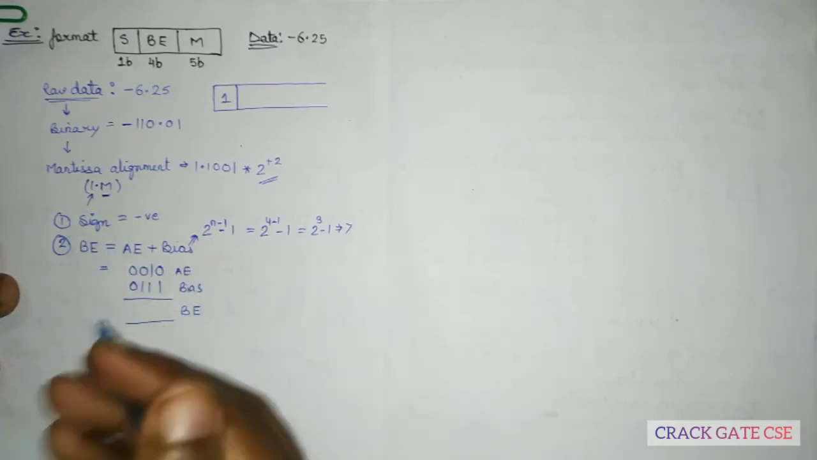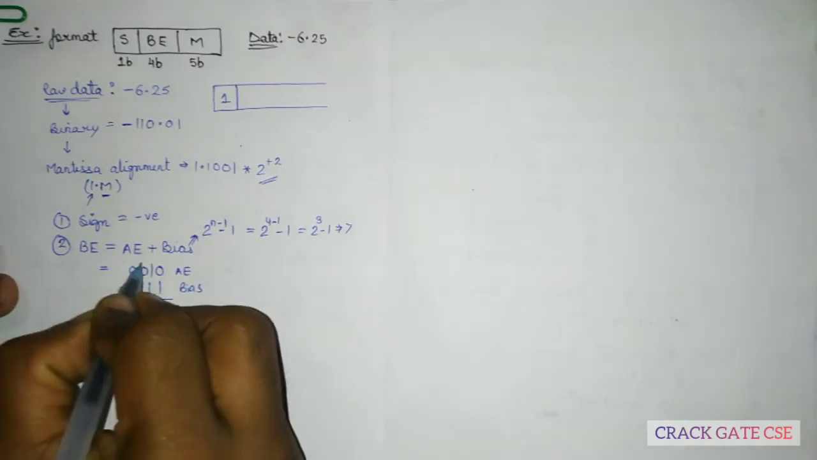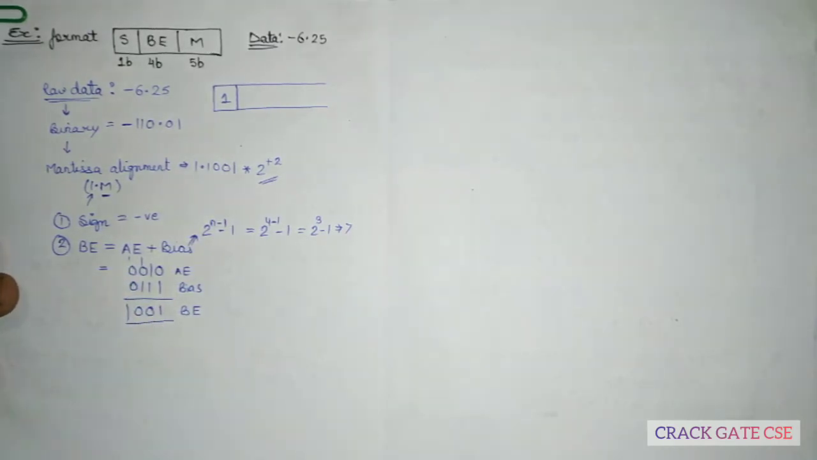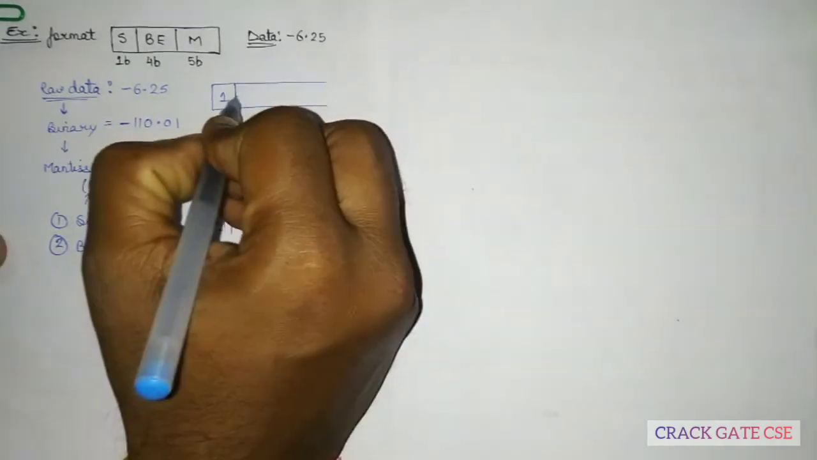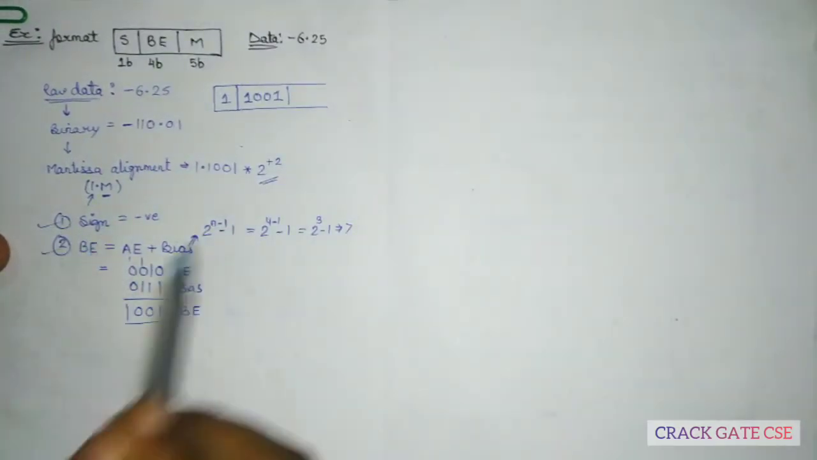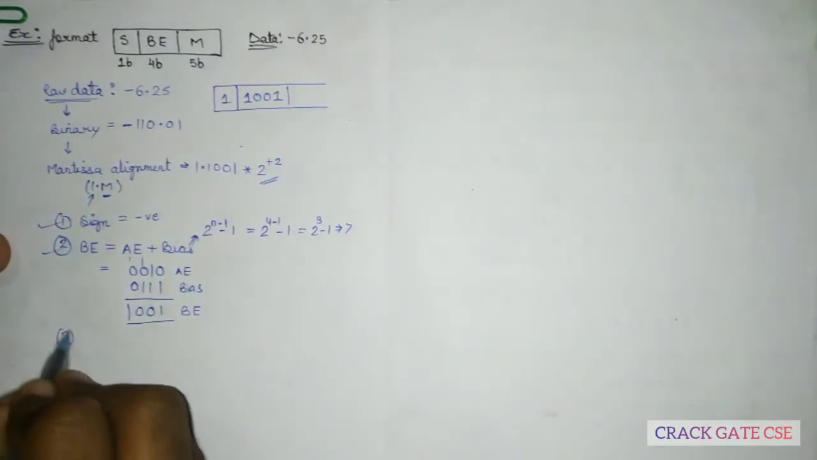Just add these values. 0 and 1 will be 1. 1 and 1 will be 0, carry 1. 1 and 1 will be 0, carry 1. And 1, 0, 0 is 1. So this is the biased exponent we are getting. Store this biased exponent here. So we are done with the sign and biased exponent. Now move on to the mantissa part. The third thing is the mantissa.